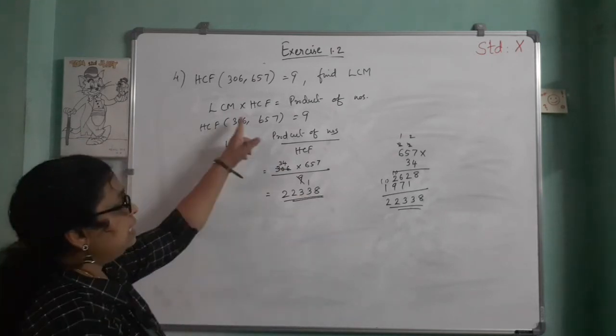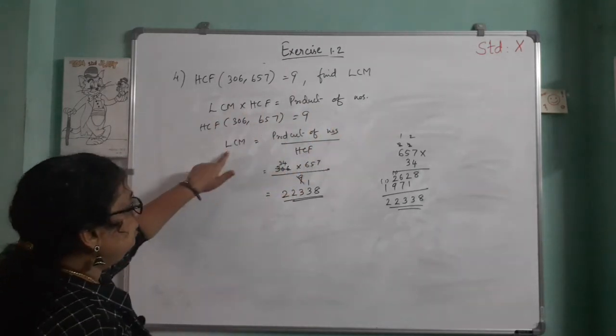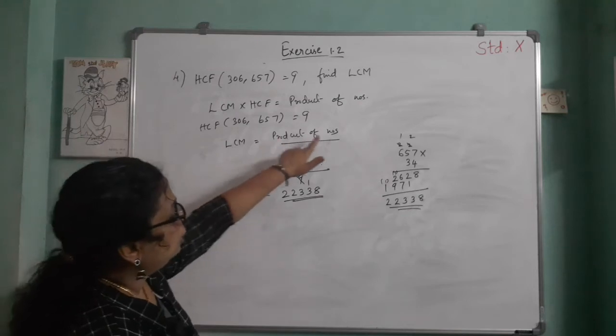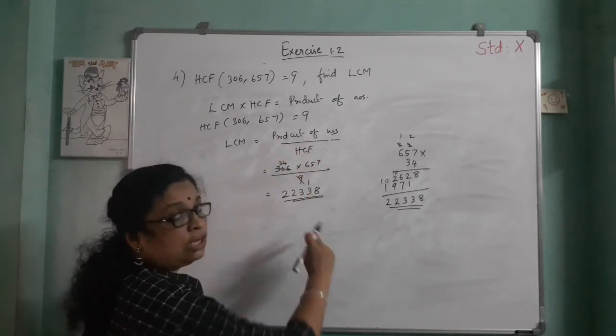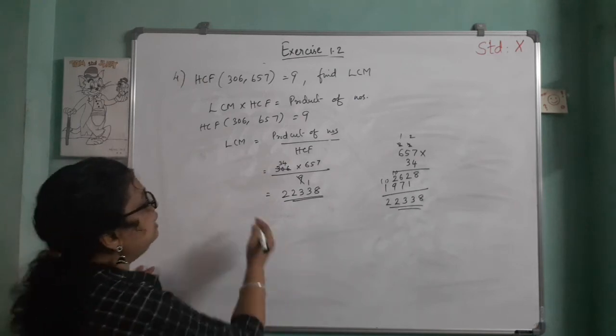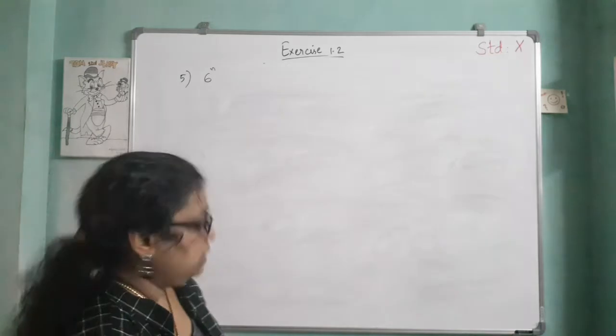So we know that LCM into HCF is equal to the product of the numbers. From that equation we can find that LCM is equal to the product of the numbers divided by HCF. Then calculating, we get 22,338 as LCM. Okay.